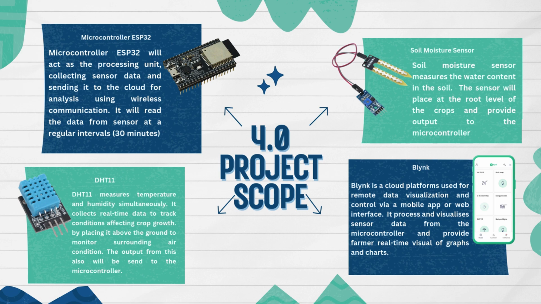Blynk is a cloud platform used for remote data visualization and control via a mobile app or web interface. It processes and visualizes sensor data from the microcontroller and provides farmers real-time visuals of graphs and charts. So that's all for our project scope.